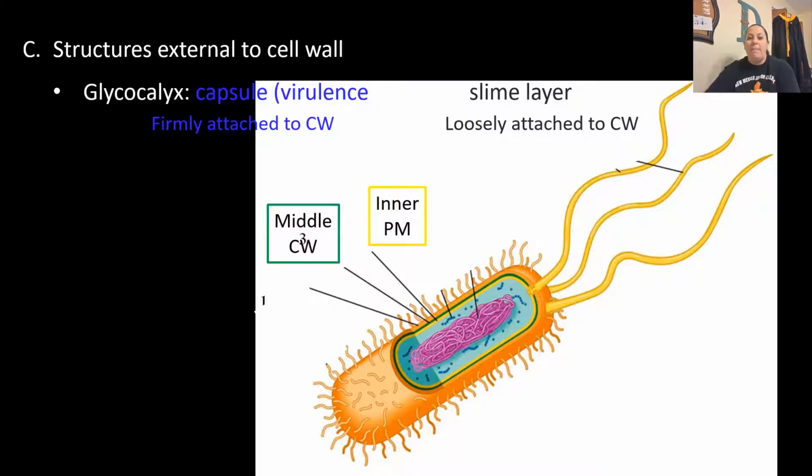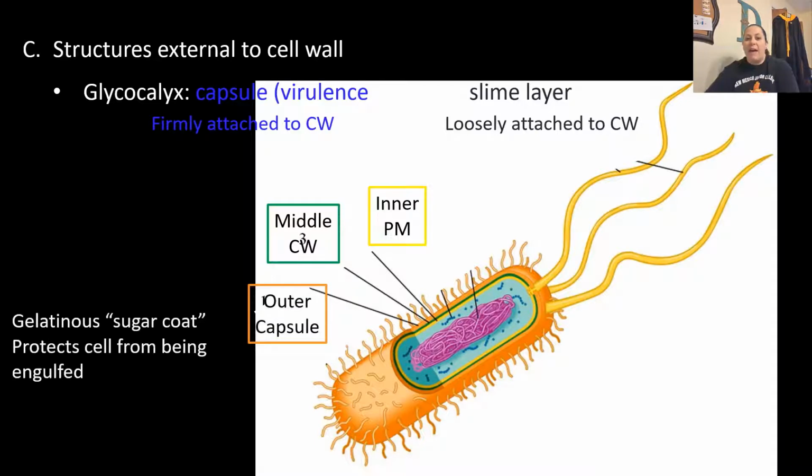We have the middle cell wall area that's in the green. And then we have the outer capsule, which is the orange. In this case, it's firmly attached to the cell wall. Now, this is a gelatinous kind of sugar coat around the bacterium cell, and it protects the cell from being engulfed. This is going to help protect it from your immune system.